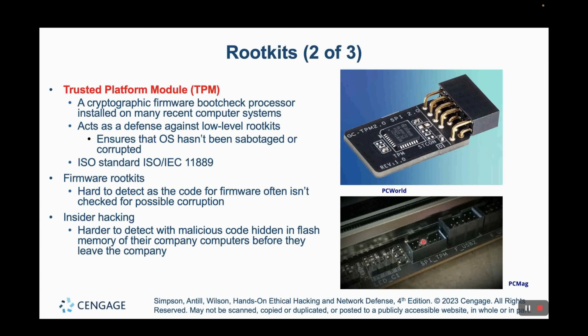So the whole idea here is that it acts as a defense against low-level rootkits. It ensures that the OS has not been sabotaged or corrupted, and it follows this ISO standard here. Now, the thing that you need to know is that TPM can help in some cases to detect firmware rootkits by creating a cryptographic hash of the firmware. Any modification to this firmware will be detected by the TPM as having been modified.